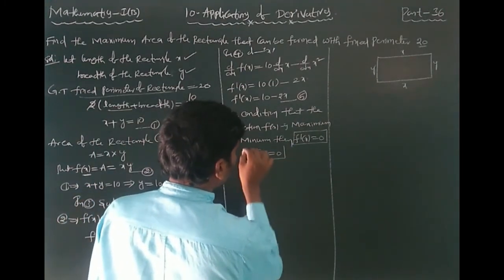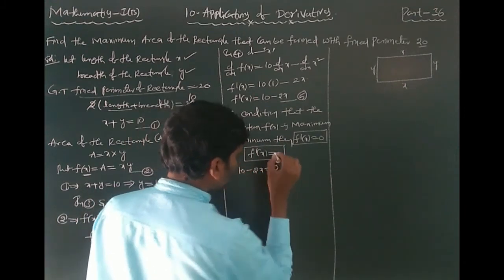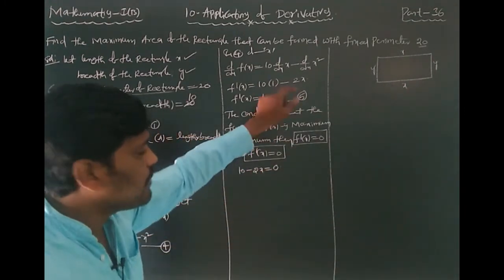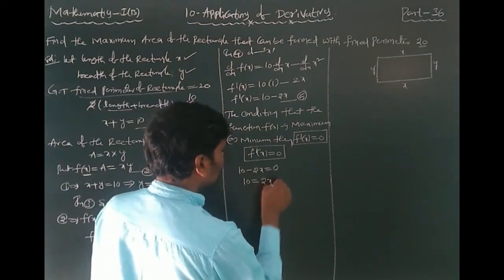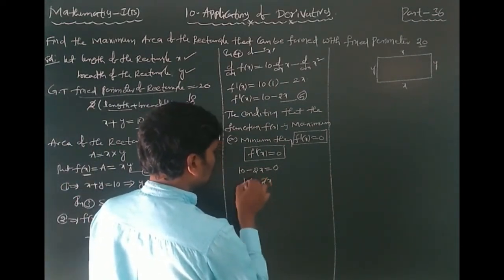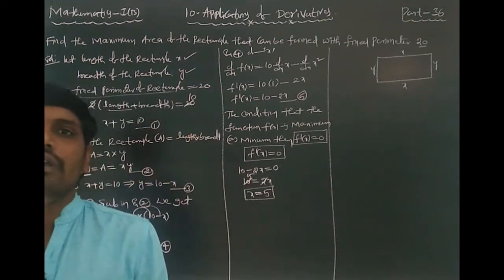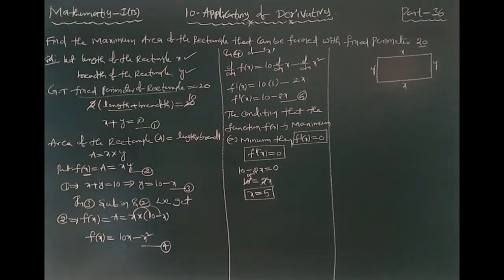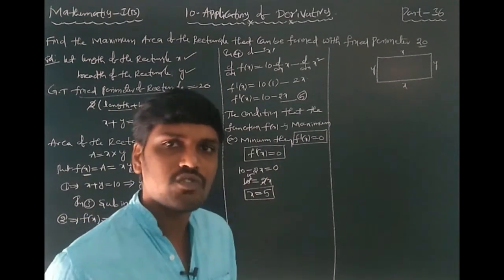What is the value of f dash x? The f dash x value is 10 minus 2x equal to 0. Then 10 is equal to 2 into x. Then x is equal to 5, since 2 fives are 10. You get only one x value. In the previous problem there were two y values, but here only one value is obtained, that is x equal to 5.